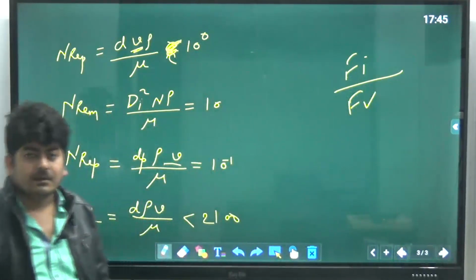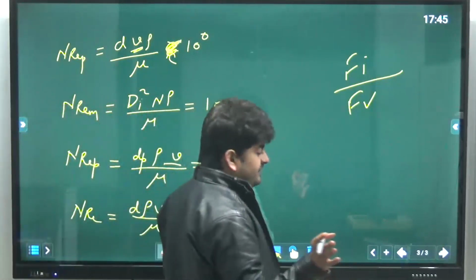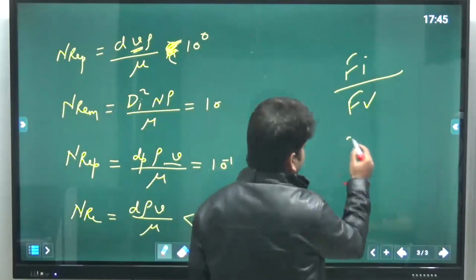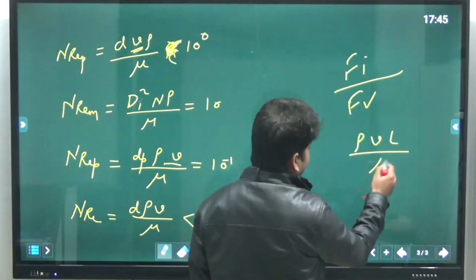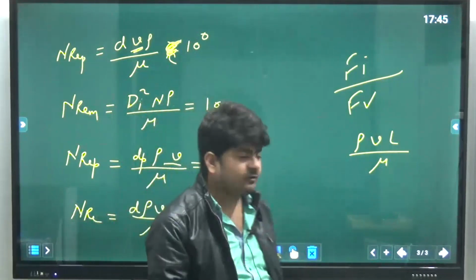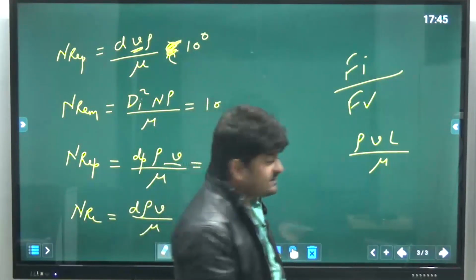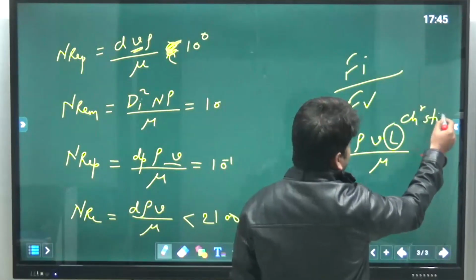And if you have done the derivation, then you must know that here we have a value like rho v L over mu. After solving, we get the Reynolds number as rho v L over mu. What is L? L is the characteristic length.